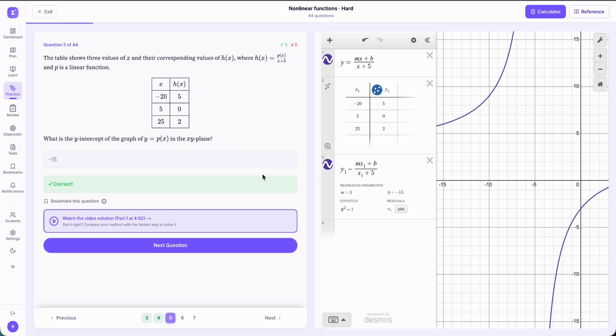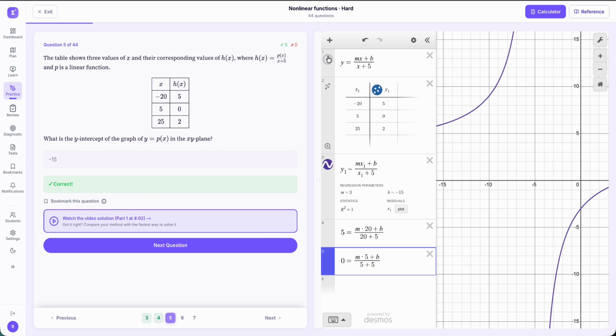Why not, right? So if I plug this in for x and y, it would be 5 equals m times 20 plus b, and down here 20 plus 5. That's one equation. The other equation, let me plug this in. Maybe this actually isn't honestly that terrible. If I plug in y for 0, 0 equals m times 5 plus b, and on the bottom 5 plus 5. We got our two equations, right?